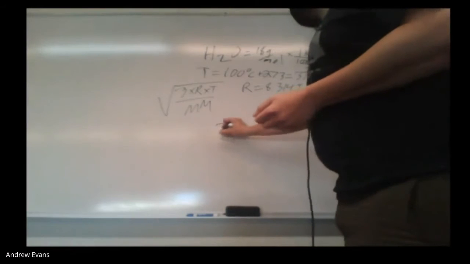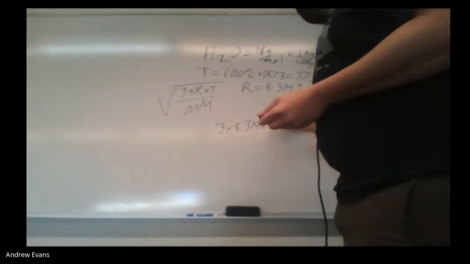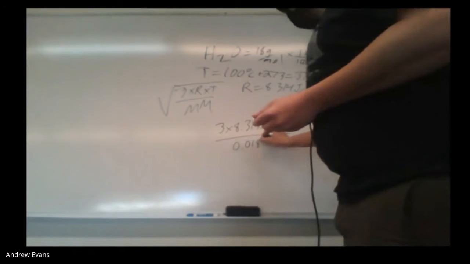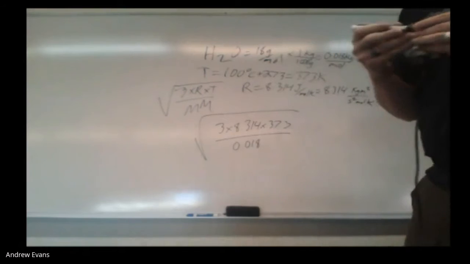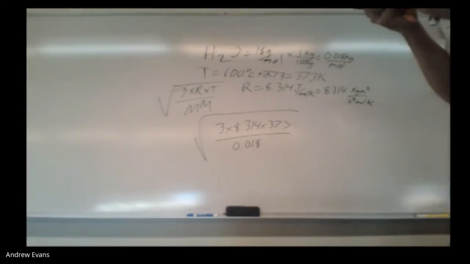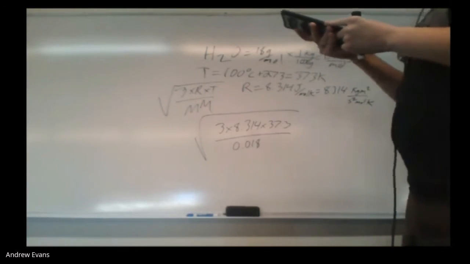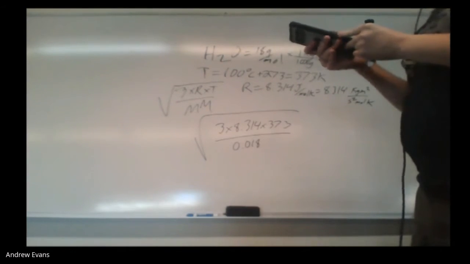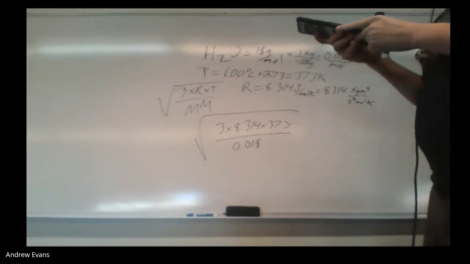So 3 times 8.314 times 373 divided by 0.018, all that square rooted. First things first, I'm going to evaluate inside the square root. Always a safe bet to evaluate first, write it down, then square root. You could probably put it all in at once, but we want to make sure we square root the top and the bottom, not just the top.